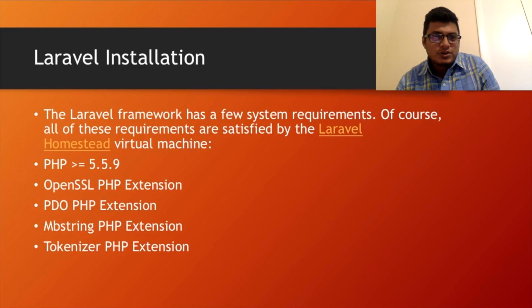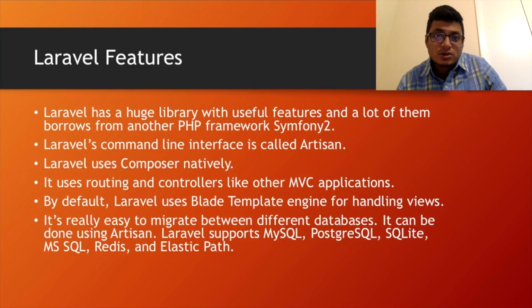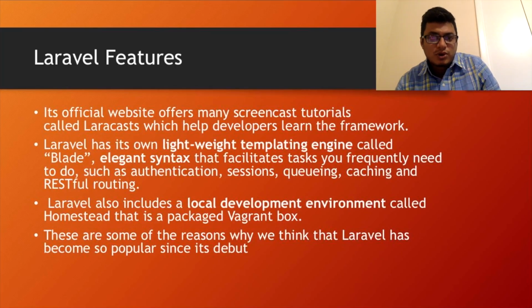Now, Laravel features. Laravel has a huge library with many useful features. A lot of them are borrowed from another PHP framework, Symfony 2. Laravel's command line interface is called Artisan. Laravel uses Composer natively. It uses routing and controllers like other MVC applications. By default, Laravel uses the Blade template engine for handling views. It makes it really easy to migrate between different databases. This can be done using Artisan. Laravel supports MySQL, PostgreSQL, SQLite, MS SQL, Redis, and Elasticsearch.